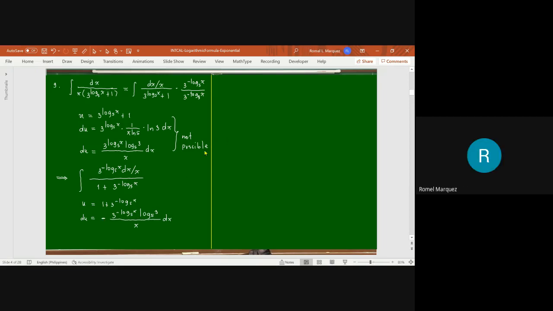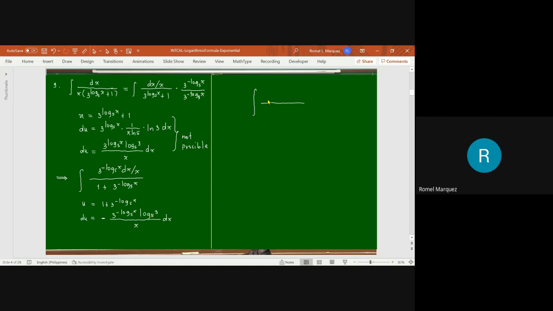Oo, yan. Okay, so, ano na lang ang kulang sa numerator, guys, to complete the du? O, anong kulang natin sa numerator to complete the du? Log 5. Ang kulang natin sa numerator, nasan ba? Ay negative na, saka log constant na.